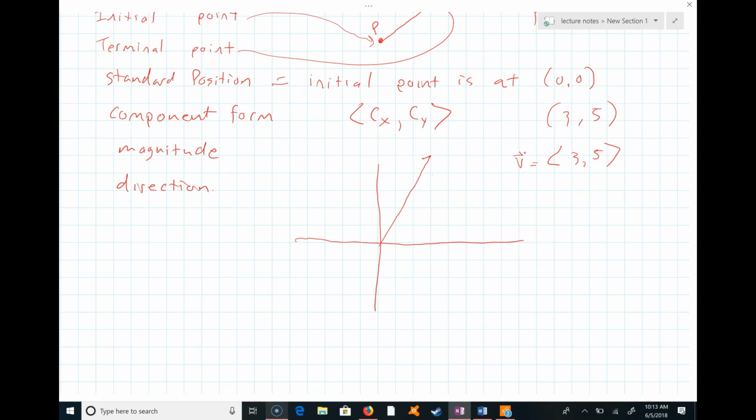So now we can talk about the magnitude and direction of this thing. The magnitude is just the length, and the direction is the angle from the positive x-axis. So you see, in this case, the direction would be determined by this angle right here. We can call it theta.